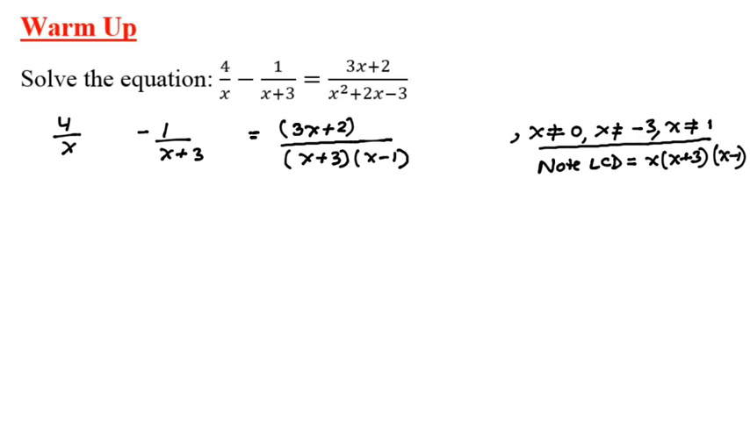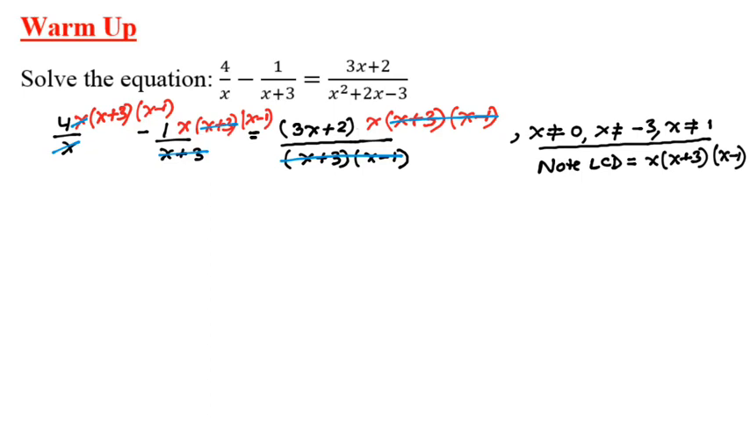So we multiply throughout by that LCD. We multiply here first x times x plus 3 x minus 1. We multiply to the second x times x plus 3 x minus 1. We multiply to the third x times x plus 3 x minus 1. By doing this, you can see that the denominators get cancelled. On the first one, x gets cancelled. The second, x plus 3 gets cancelled. The third one, x plus 3 times x minus 1 gets cancelled.